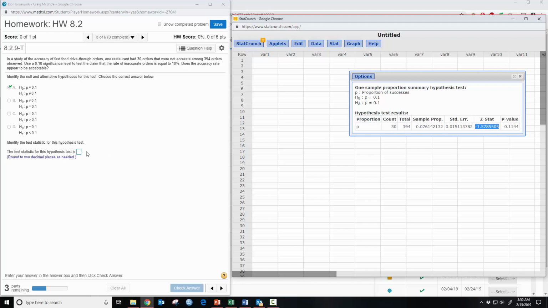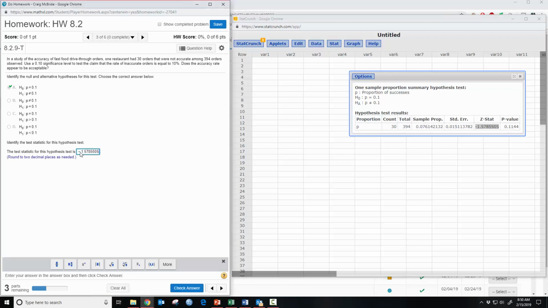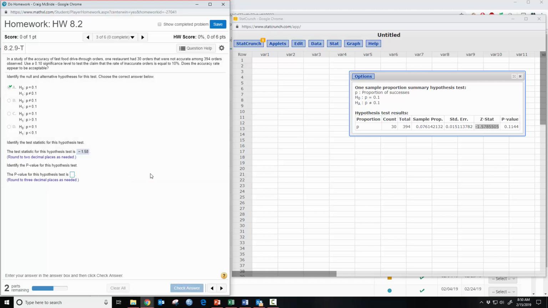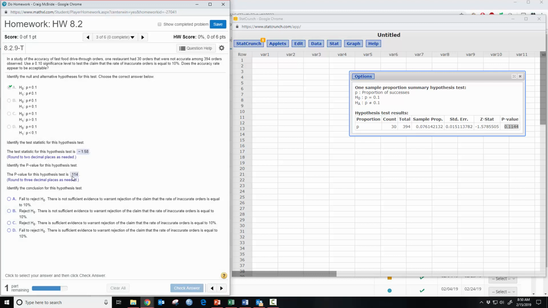Copy that, paste it here, and yes, it matters that it's negative. Two decimal places, so we're going to go with 5, 8. And then the p-value is this one right here, pretty easy, right? Three decimals, that's going to be 0.114, and we're good to go.